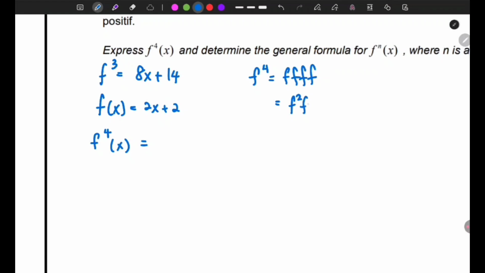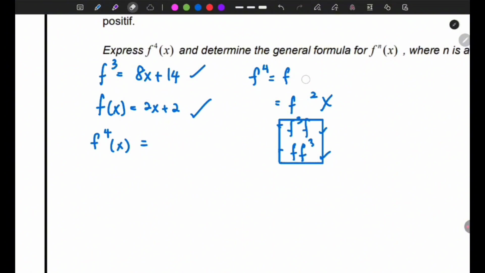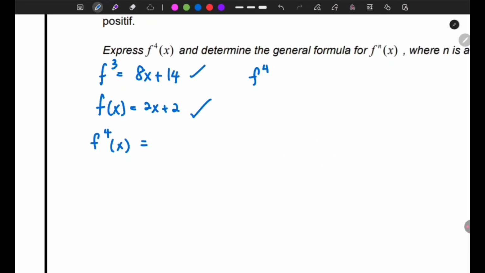So another way of writing the 4 f's, how can we write? F squared times f squared. Another way, f cubed times f. Or f times f cubed. Either way, but I prefer these two. Why? We have our f cubed and our f. We don't have f squared, so don't waste your time. We either choose f cubed f or f f cubed. Both can, so I choose f cubed f. So we find using this.